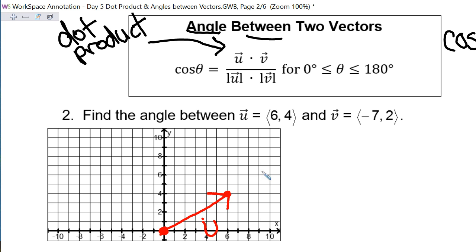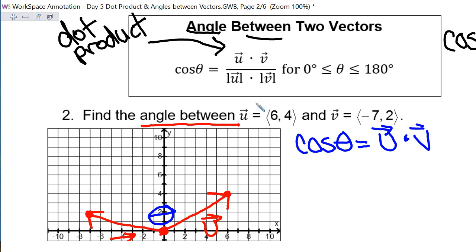Now vector v is also in component form, so its tail is also at the origin, but its tip is going to be in quadrant 2 at negative 7, 2. And this is vector v. And they asked us to find the angle between those two vectors. So the angle between the two vectors, I'm going to call that angle theta, just to make sure it matches with our formula. So we need to find that angle between. And to find the angle between, use that formula in the text box, which is cosine of theta is equal to the dot product divided by the product of the magnitudes.